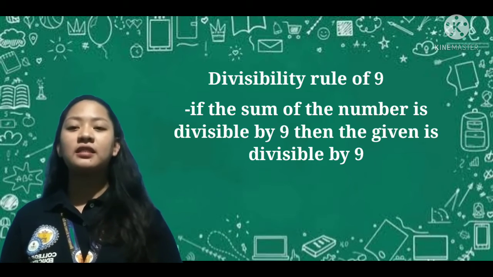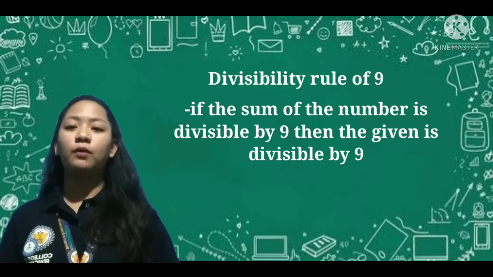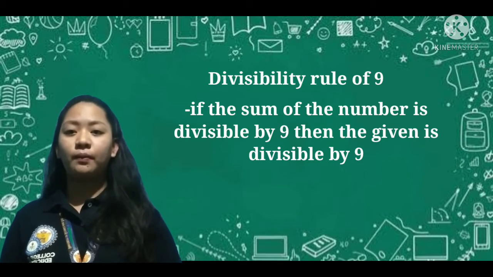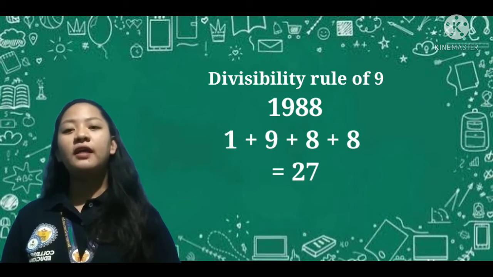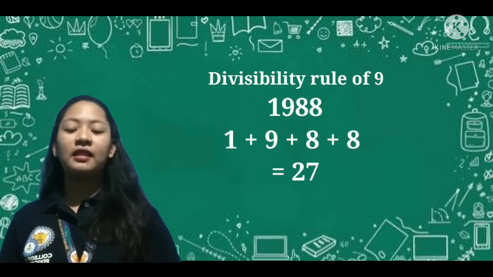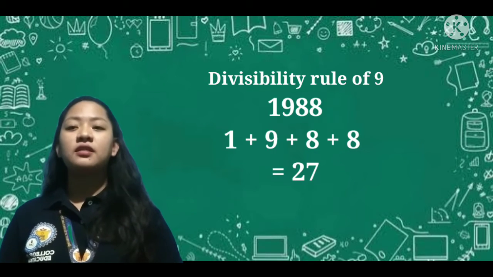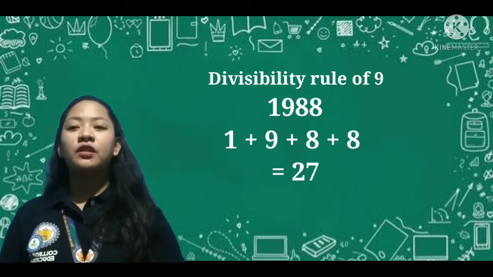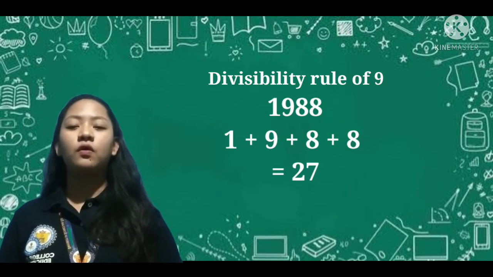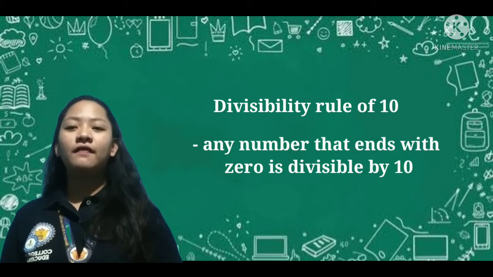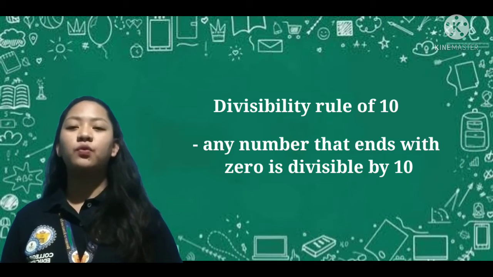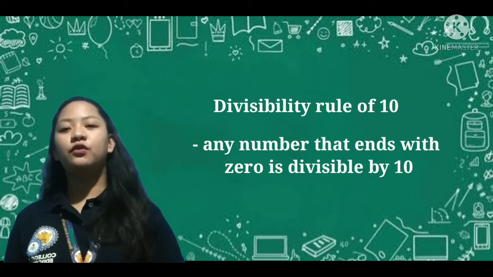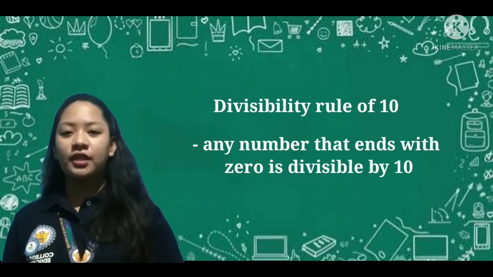Divisibility Rule of 9 is if the sum of the digits of the number is divisible by 9, then the given number is divisible by 9. For example, 1,988. So 1 plus 9 plus 8 plus 8 equals 27. Since 27 is divisible by 9, therefore 1,988 is also divisible by 9. Divisibility Rule of 10. This rule states that if any number ends with 0, then it is divisible by 10, such as 100, 500, 200, 230, and etc.